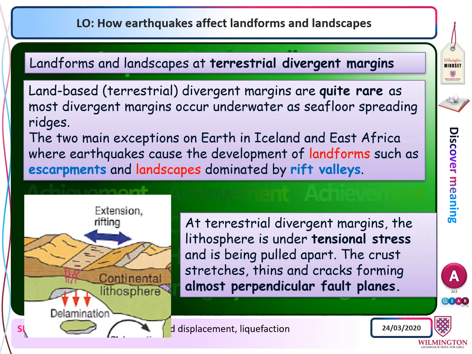So first of all, we're looking at the landforms and landscapes at terrestrial divergent margins. Remember that divergent is where the lithosphere is being pulled apart. We're talking about land-based terrestrial margins. These are quite rare because most divergent margins occur underwater as seafloor spreading ridges. The two exceptions on Earth are in Iceland and East Africa, where earthquakes cause the development of landforms, such as escarpments, and landscapes dominated by rift valleys.